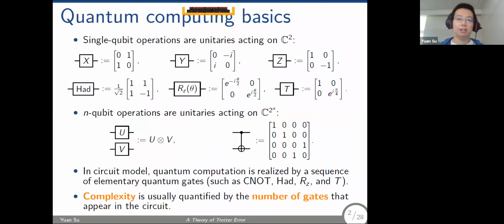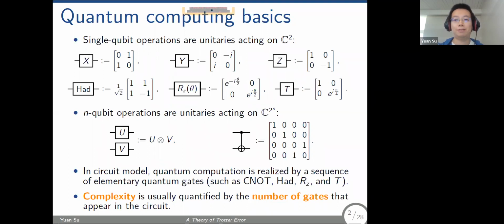Okay, so I included this slide here. I'm not sure if I really need this, but I guess we can use this to be on the same page. So basically, we have some quantum computing basics, the usual quantum circuit model. We can describe a quantum computation using quantum circuits, which contain elementary quantum gates. For example, we have single qubit gates, the Pauli X, Pauli Y, and Pauli Z, and also the Hadamard gate, single qubit rotation gates, and also the T gate.